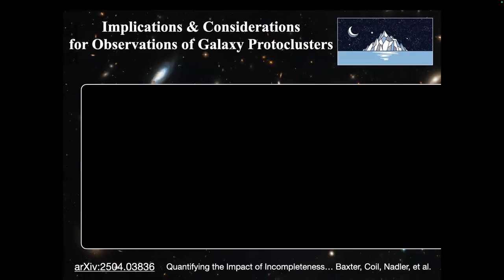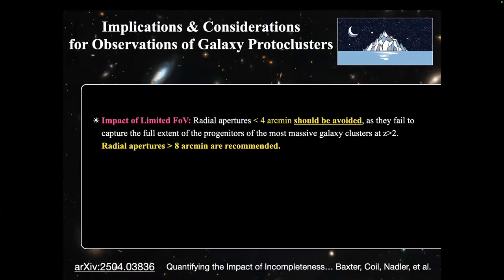Okay, so last slide. What are the implications and considerations for observations of protoclusters? The impact of the limited field of view: radial apertures less than 4 arcminutes. I know that sounds really small, but there are lots of papers out there doing this, at least before a few years ago. They should be avoided because they fail to capture the full extent of the progenitors of the most massive galaxy clusters at redshift greater than 2.